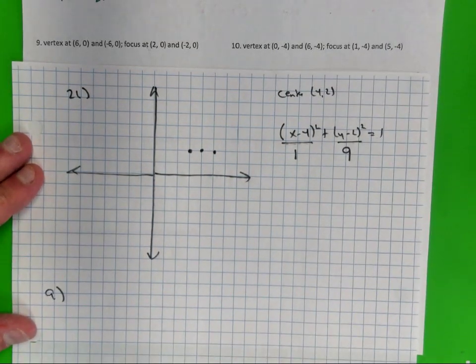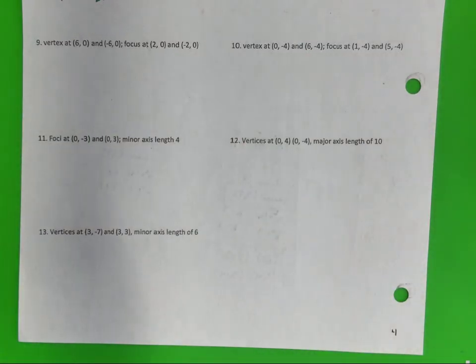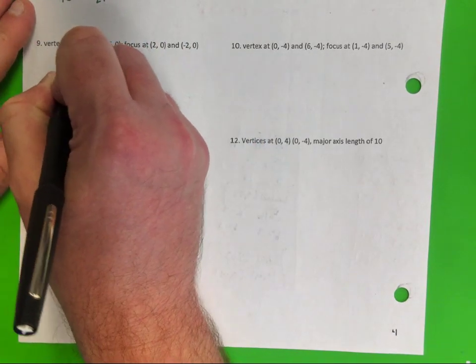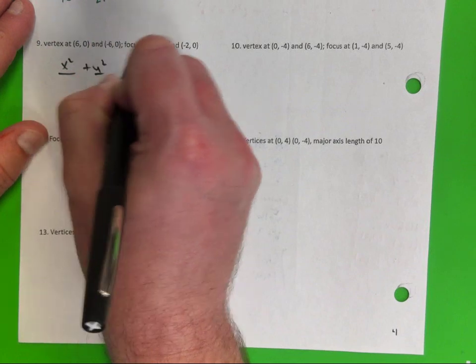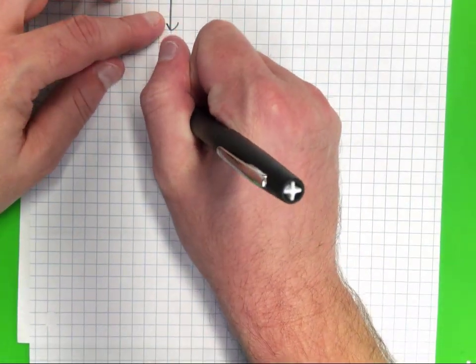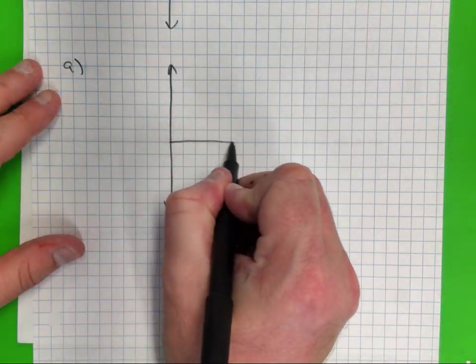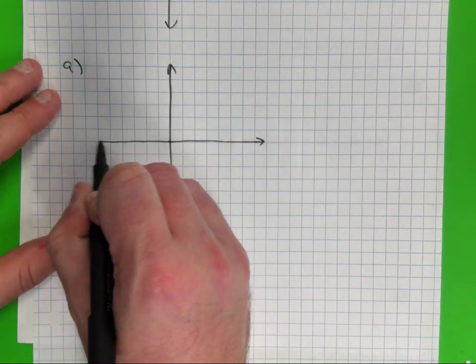Vertex is 6, 0, 6, negative 6, 0, focus 2, 0, 2, negative 2. You see a lot of zeros there, so what's your center going to be? 0, 0. Vertex and vertices same. So x squared plus y squared equals 1. Now I'm going to graph this to see what's going on. It says your vertices are at 6, 0, negative 6, 0.